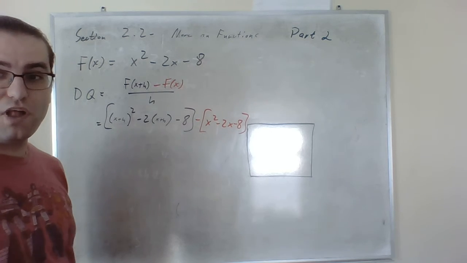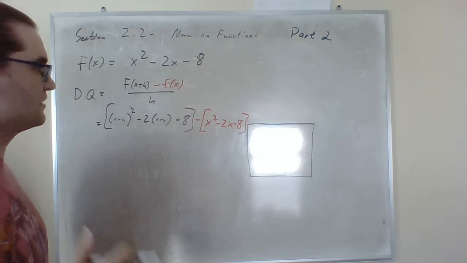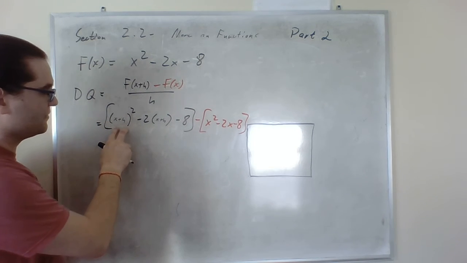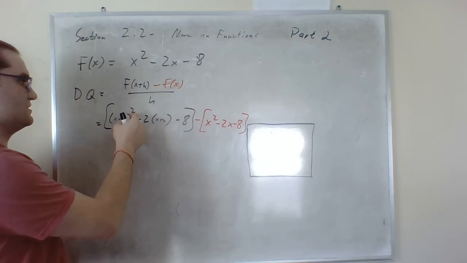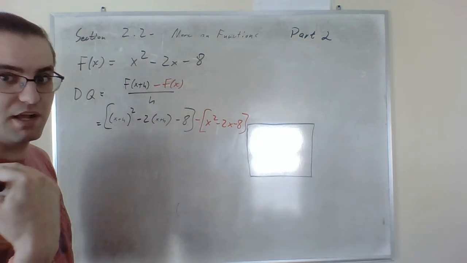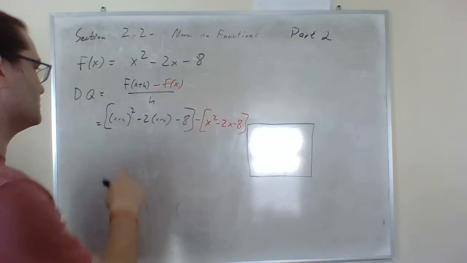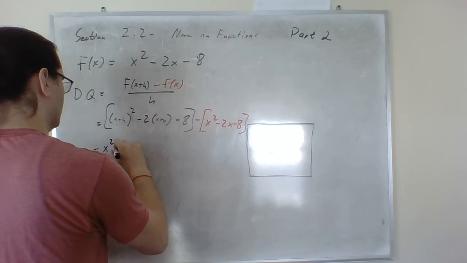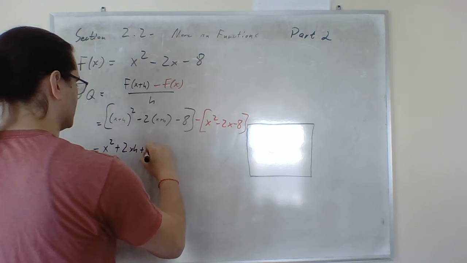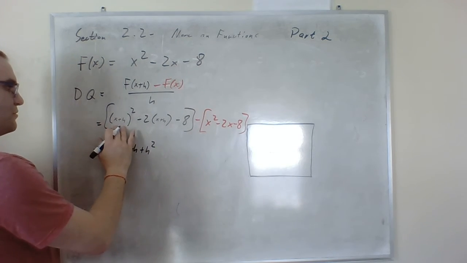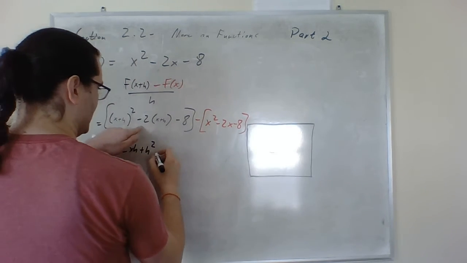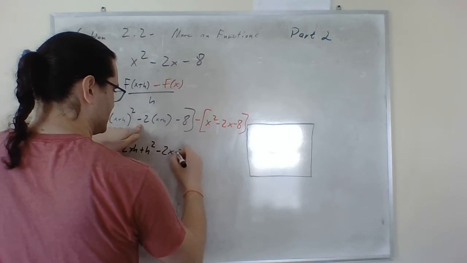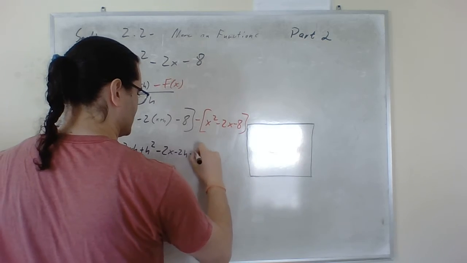Next step is a lot of distribution, and you have to be very careful about this. This distribution step involves FOIL. You can't just say it's x squared plus h squared. That's missing a huge part of this. We have to FOIL this guy. So this is going to be x squared plus 2xh plus h squared. That's what happens when we FOIL this guy. This 2 needs to distribute, so this will be minus 2x minus 2h. The negative 8 can just hang out.